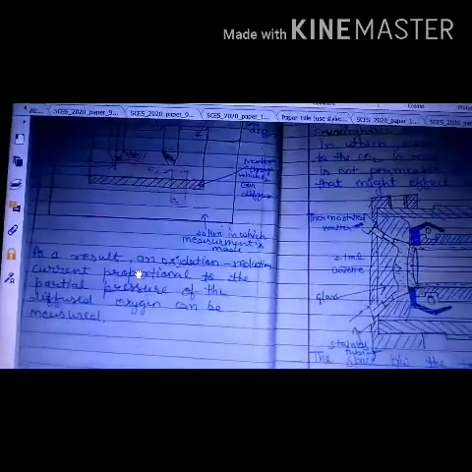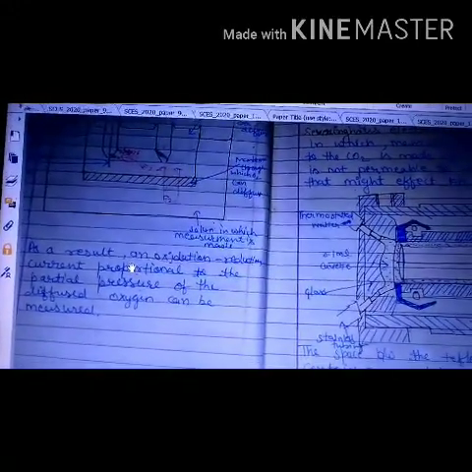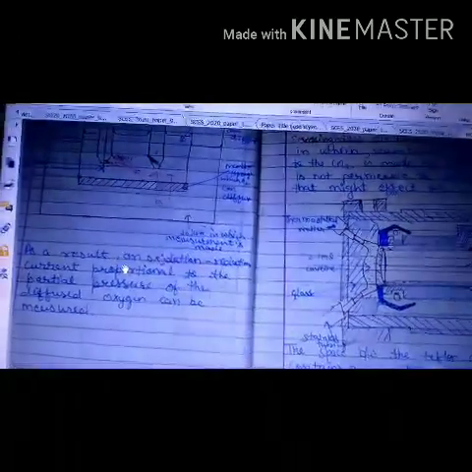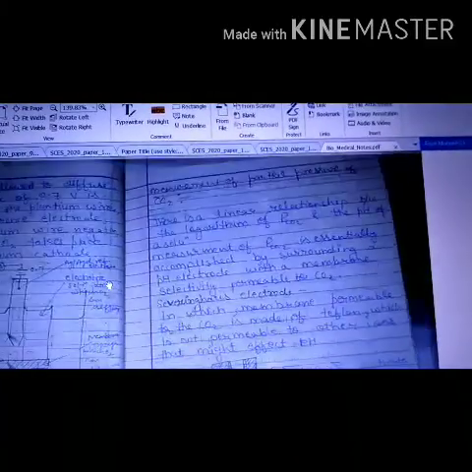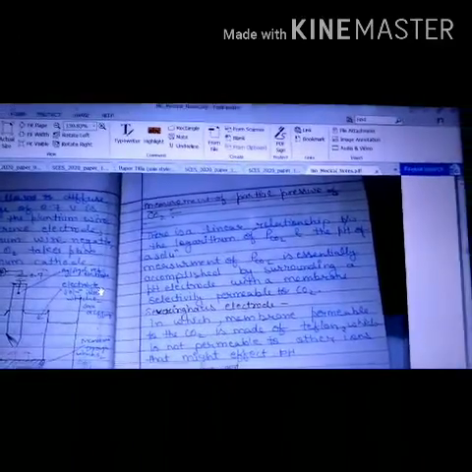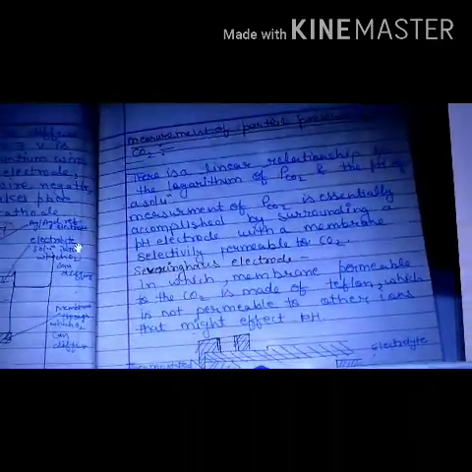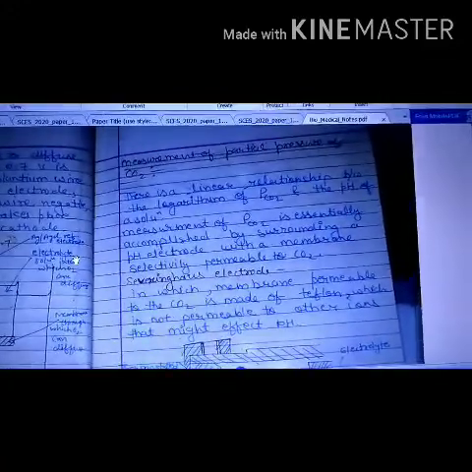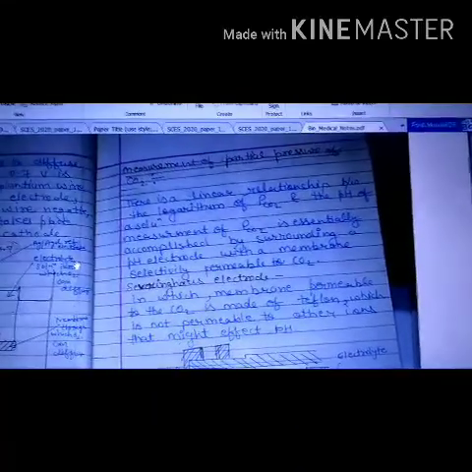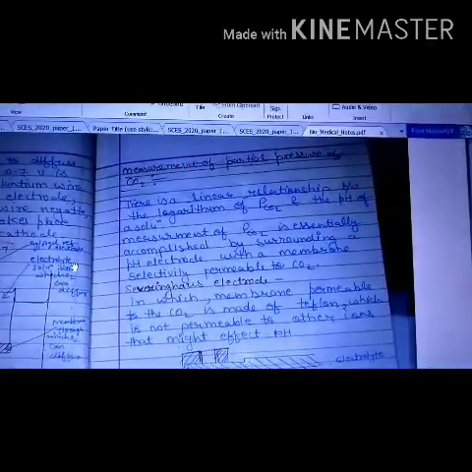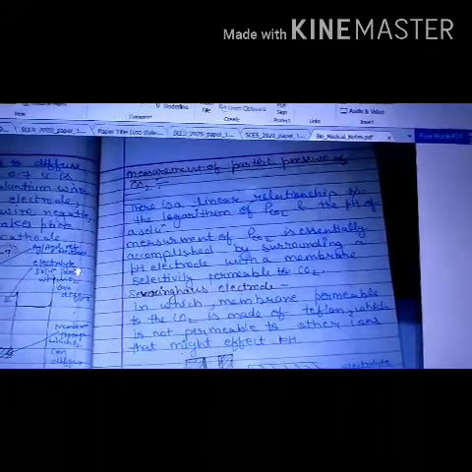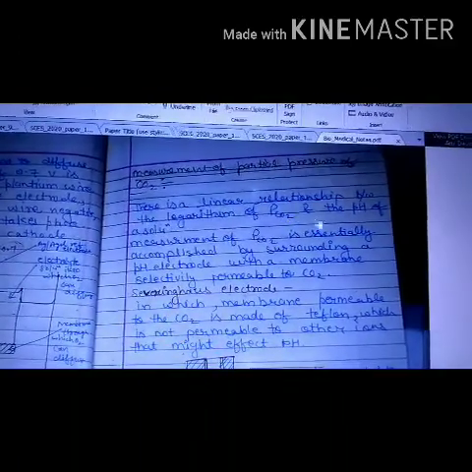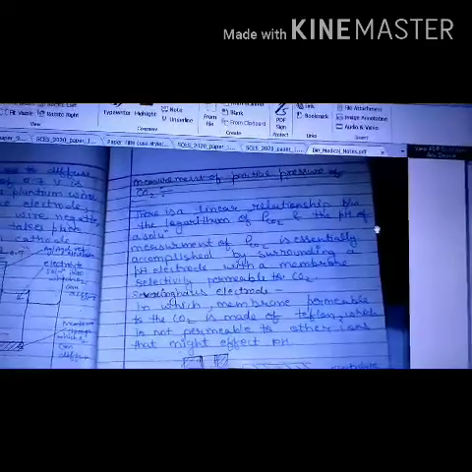The other important gas whose concentration we need to measure is the partial pressure of CO2, because CO2 is very harmful, almost as harmful as carbon monoxide. There is a linear relationship between the logarithm of the partial pressure of CO2, PCO2, and the pH of a solution, because CO2 when mixed in liquid easily generates carbonates. Measurement of the partial pressure of CO2 is accomplished by surrounding the pH electrode membrane with a selectively permeable CO2 membrane.